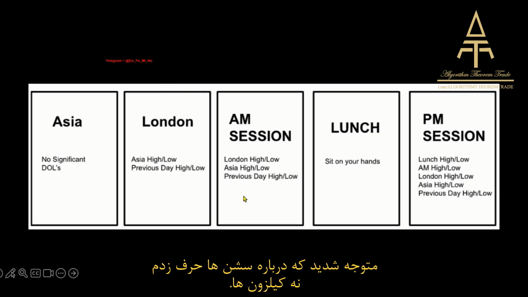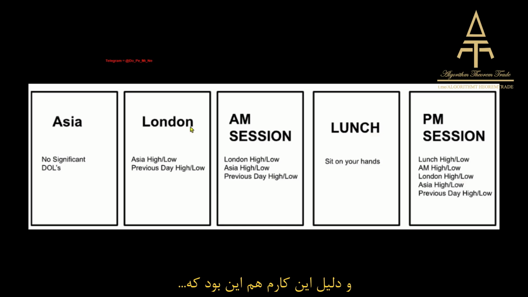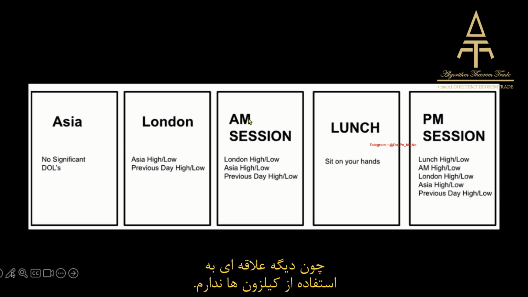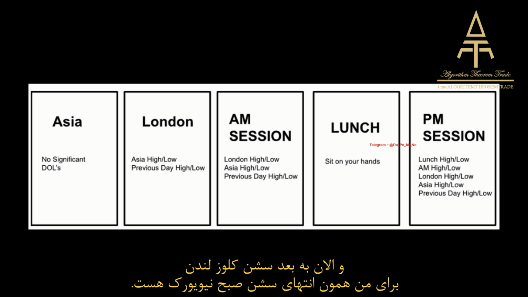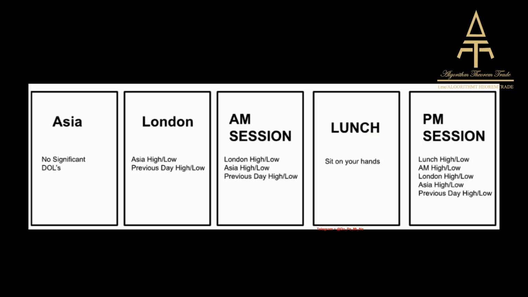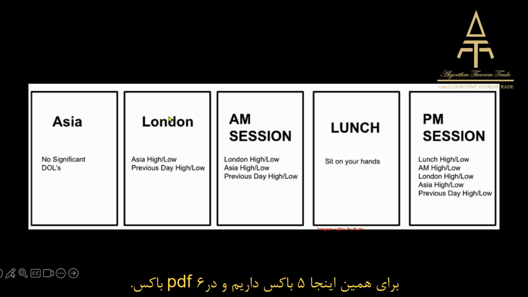And as you might note, I have decided to share sessions and not speak about kill zones. The reason why I've decided to share sessions instead of kill zones is because I'm not a big fan of the use of kill zones anymore, because I do not look at London close as London close kill zone. I look at it as the end of the AM session. And that's why you see 5 boxes here, whilst in the time PDF there was 6.